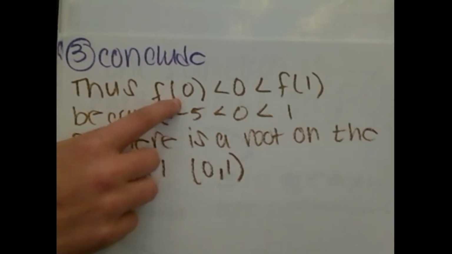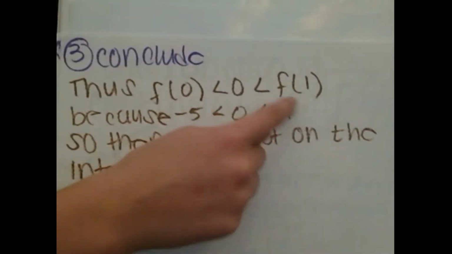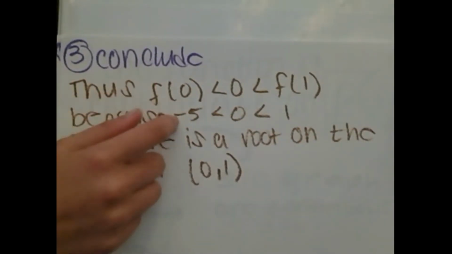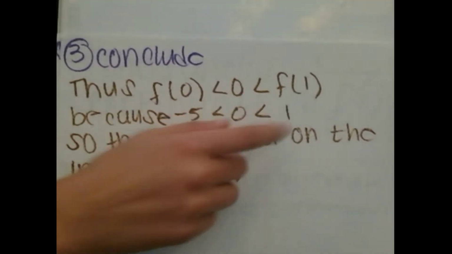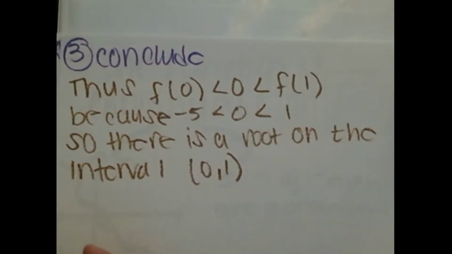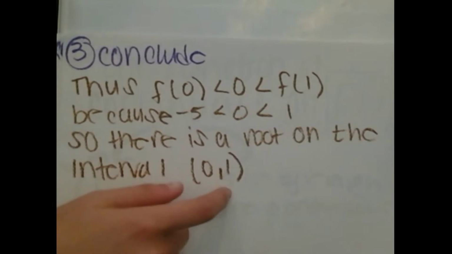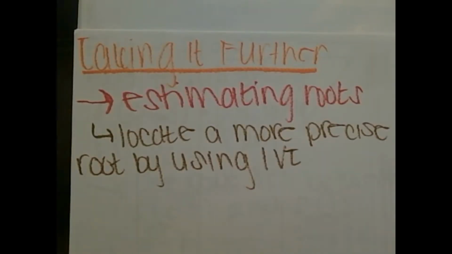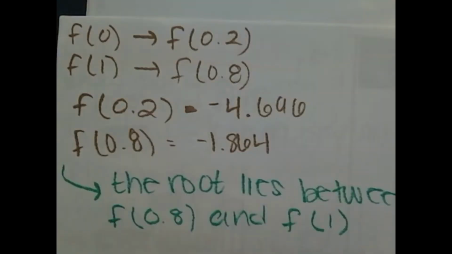So we found that f(0) is less than 0, which is less than f(1), because f(0) is negative 5, which is less than 0, and f(1) is 1, which is greater than 0. So there is a root on the interval 0 to 1. And we can take this question even further by using IVT to estimate roots. Now instead of plugging in 0, we can use 0.2, and instead of 1, we can use 0.8.